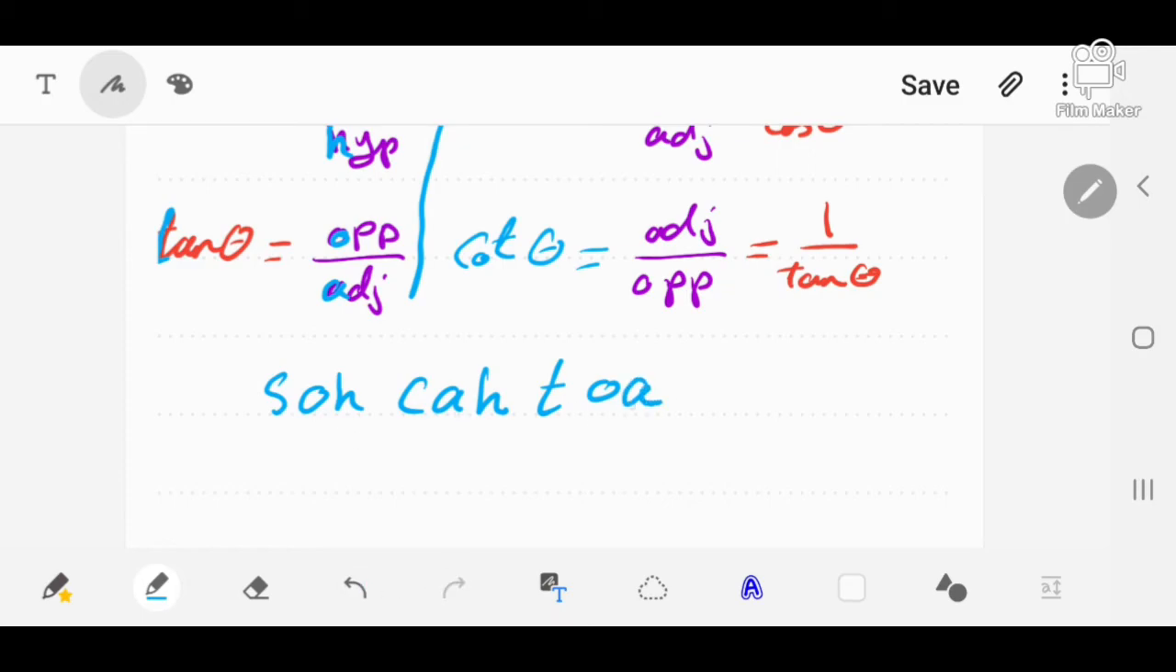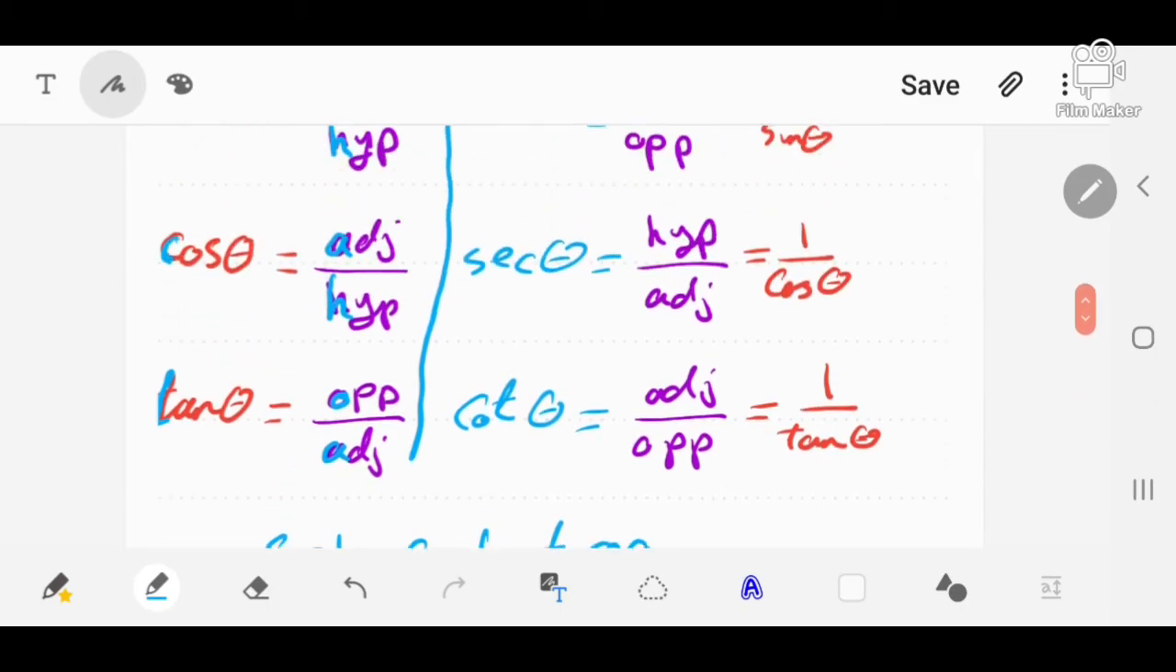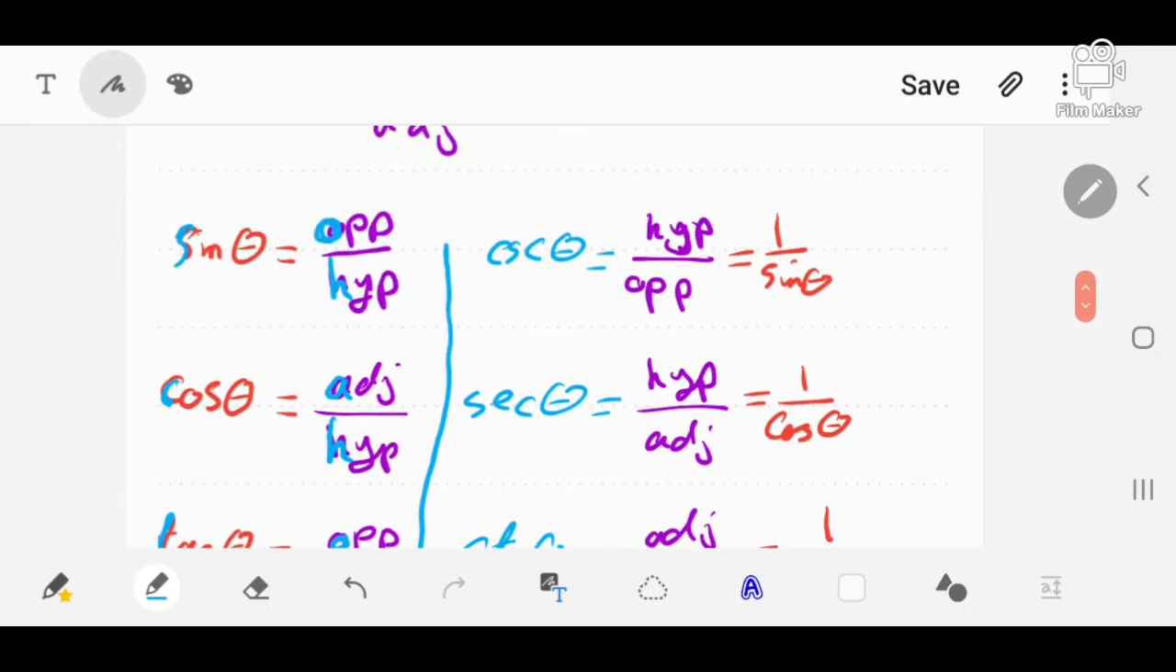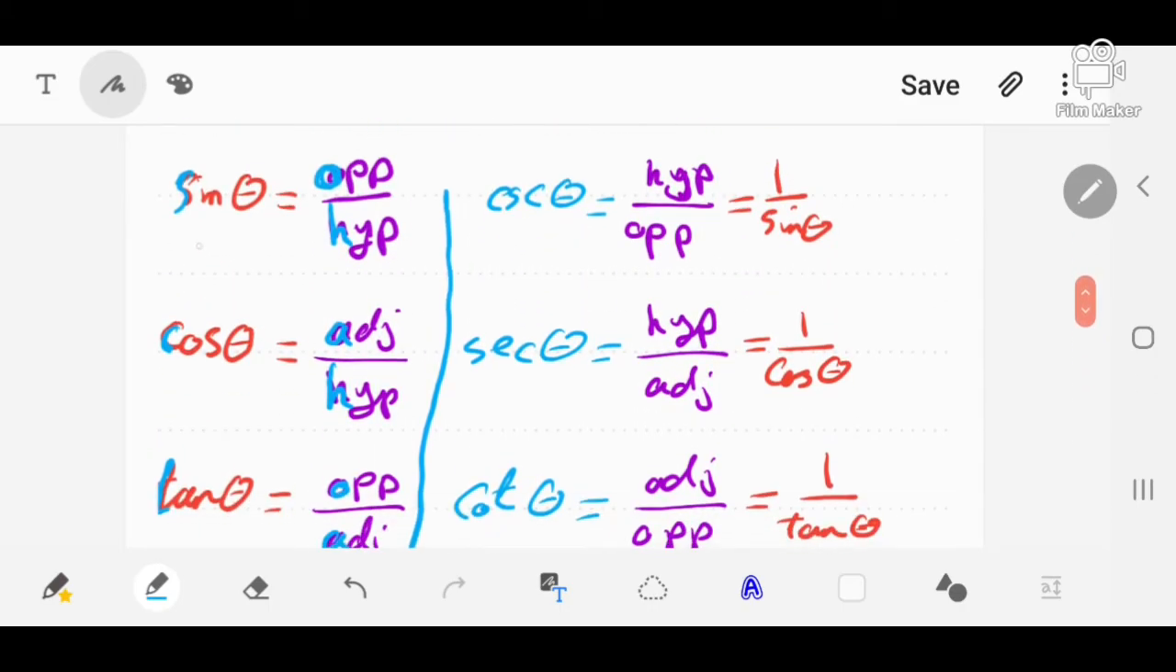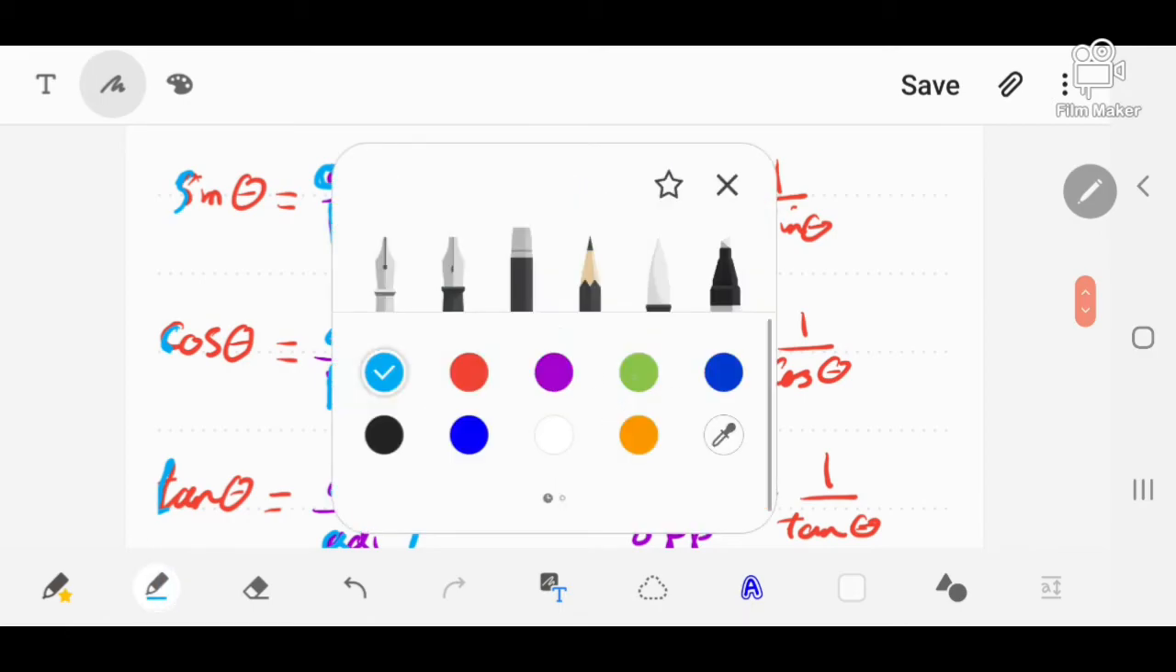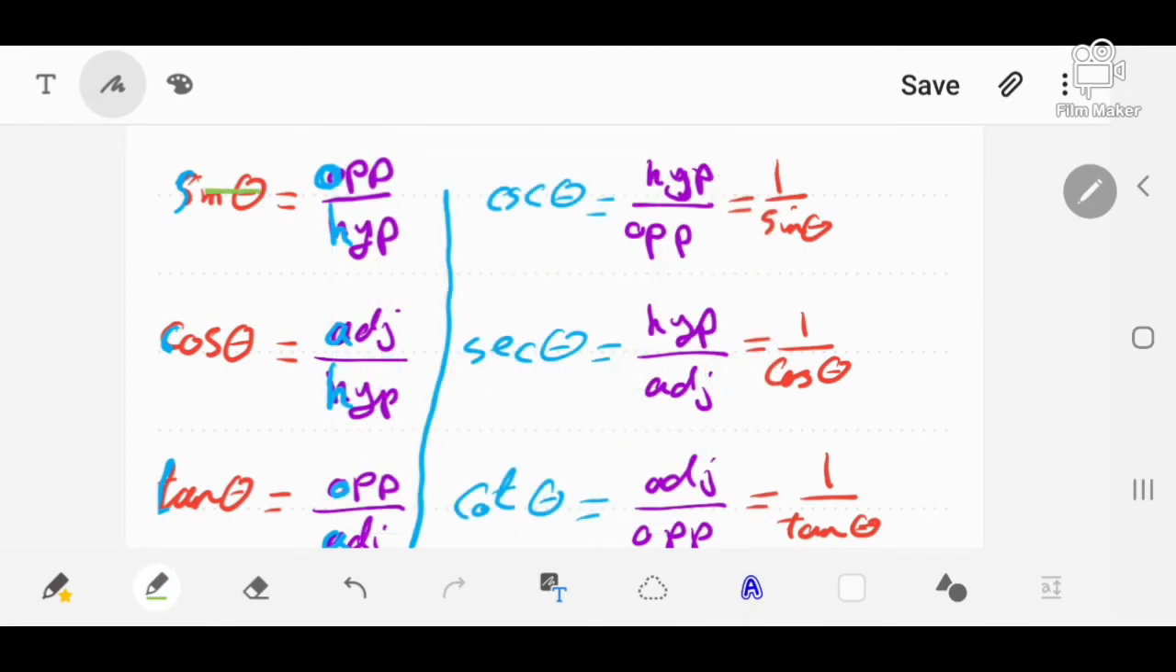Now, how would I remember the reciprocals? That's also simple. If you look at here, the sine starts with S, the reciprocal comes with C. The cosine starts with C, its reciprocal secant starts with S, and tan and cotan are easy to remember. Tan, cotan. So sine with S, cosecant, cosine with C is the reciprocal with secant, which comes with S.